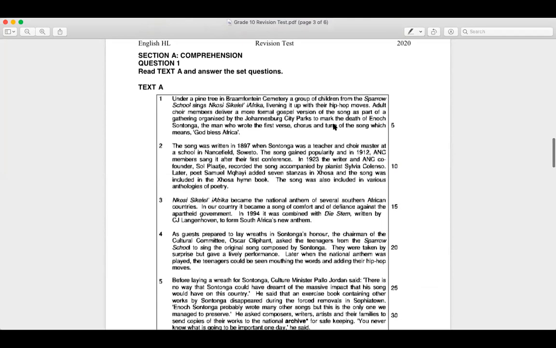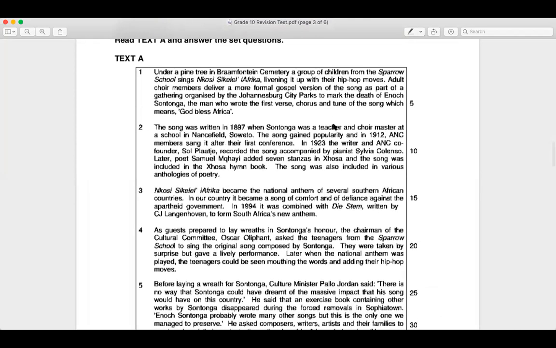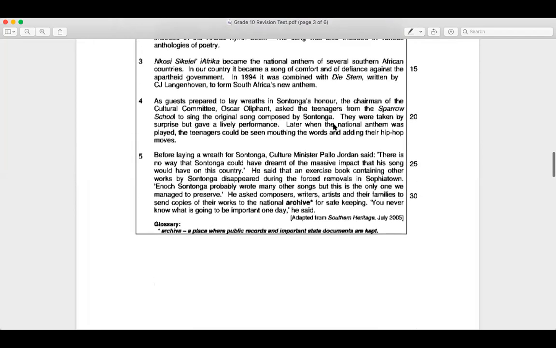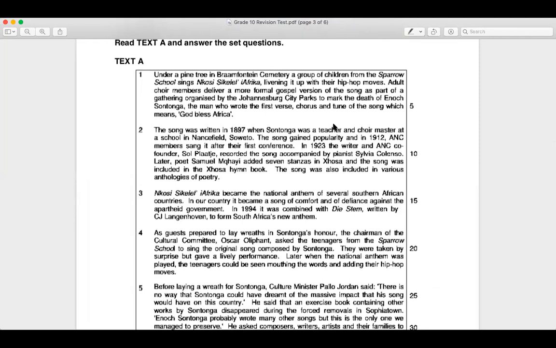Comprehension. I think let's just recapitulate this comprehension. Yeah, we had losses, so I'm going to read this very quickly and very nicely. Under a pine tree in Braamfontein Cemetery, a group of children from the Sparrow School sings Nkosi Sikelel' Africa, livening it up with their hip-hop moves.